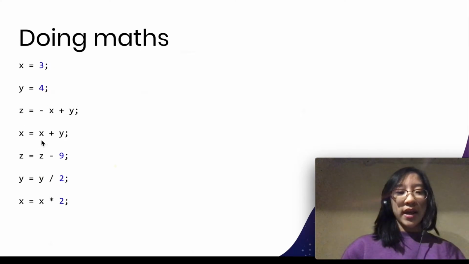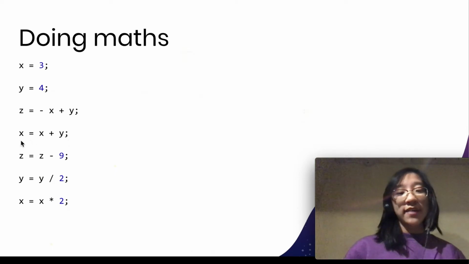Here, we're getting x plus y, so we get the value of x, 3 plus 4, and we're saving that back into the variable x. So it's kind of like we're overwriting x here by equating it to this new value of this operation done here. Similarly, with z, we're overwriting the value of z, which was previously this here, minus x plus y. We're overwriting that by subtracting 9 from it, z minus 9, and then saving that value back into the variable z.